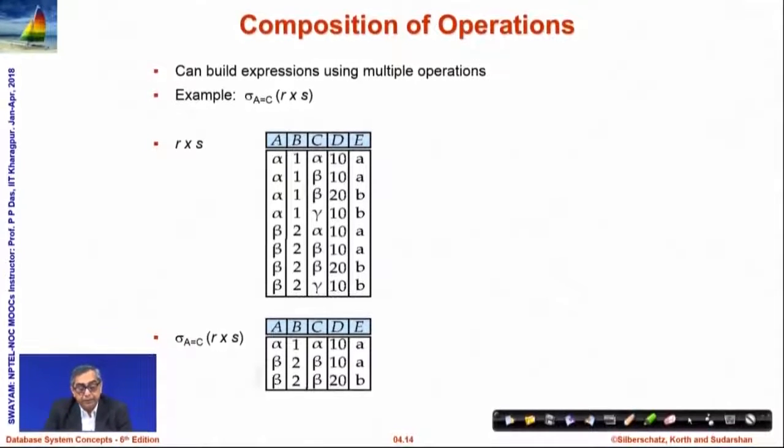Finally, we can make composition of operations. For example, what we show here is we have two relations R and S, we have taken a Cartesian product and then we have taken a selection. So, we took a Cartesian product of R and S to produce the table R cross S, and then did a selection based on A equal to C. All these operations can be combined in multiple different ways to give you really complex relational algebra operations.